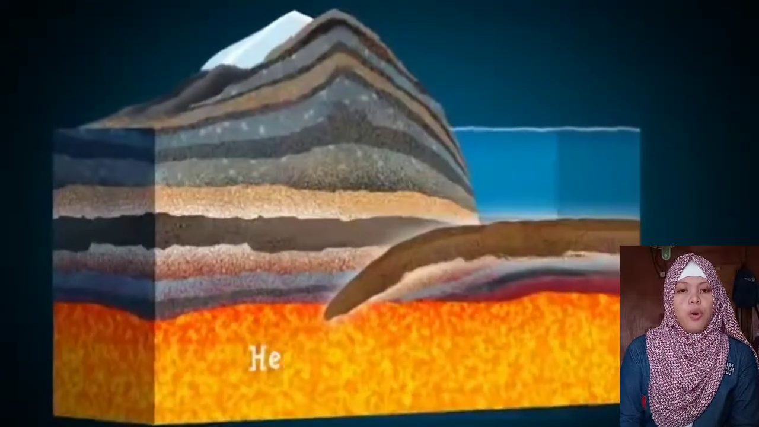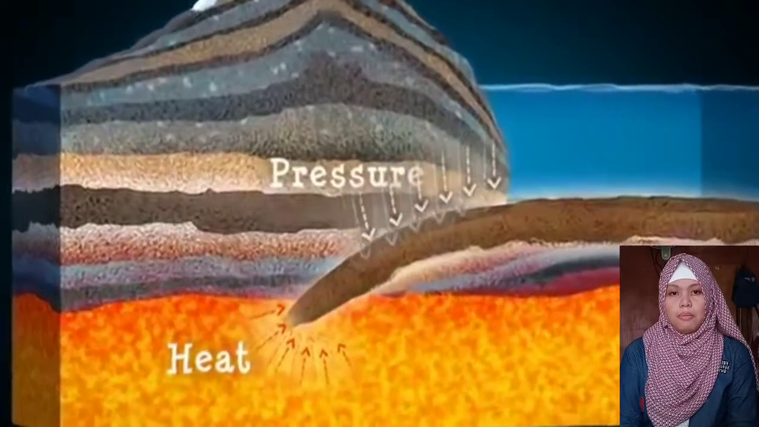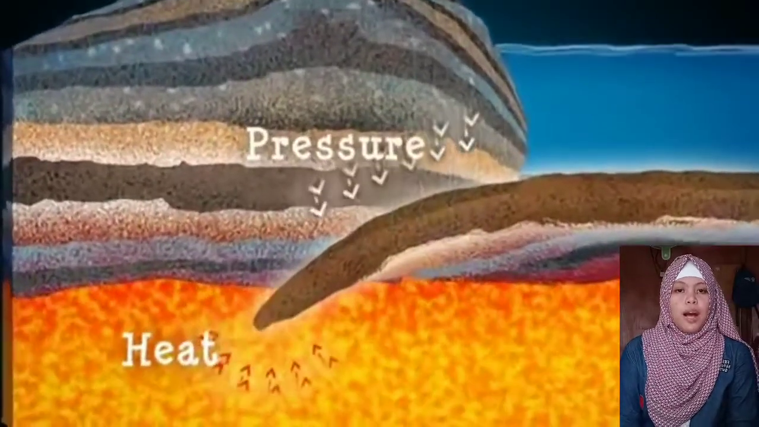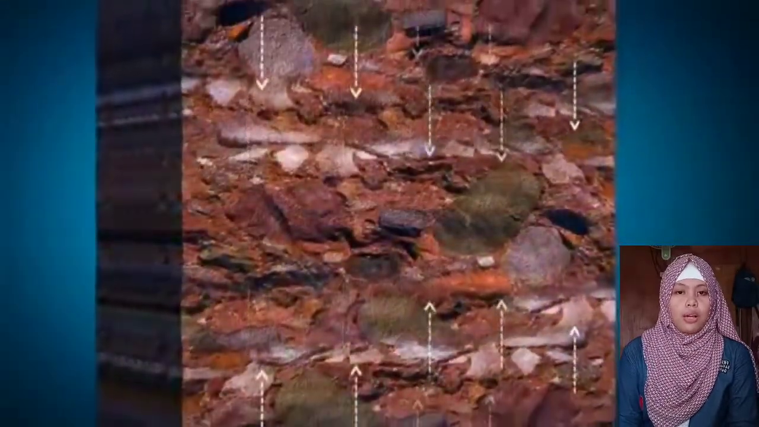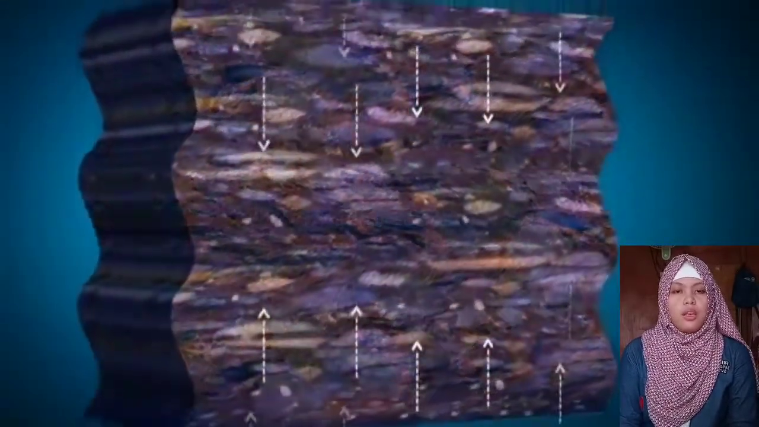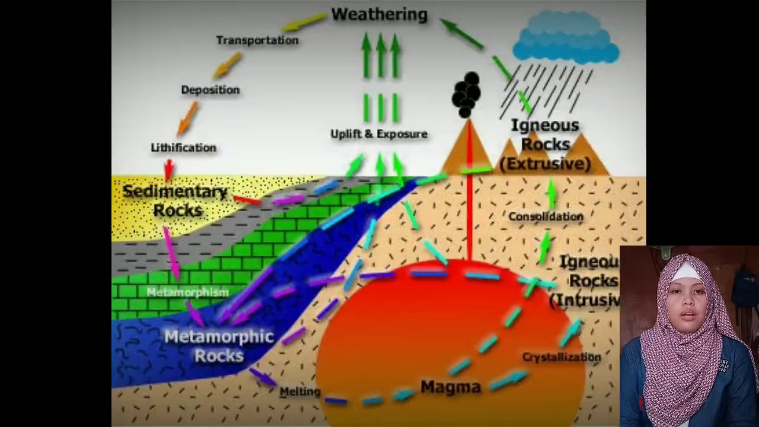When rocks are exposed to extreme pressure and heat within the Earth but do not melt, the rocks become metamorphosed, and they change their mineral composition and texture. The rock that is formed by this process is called metamorphic rock. This cycle repeats and repeats, and that's how the rock cycle happens.